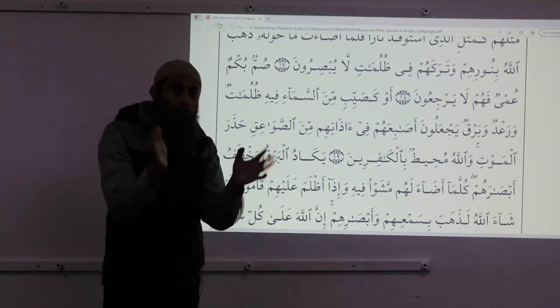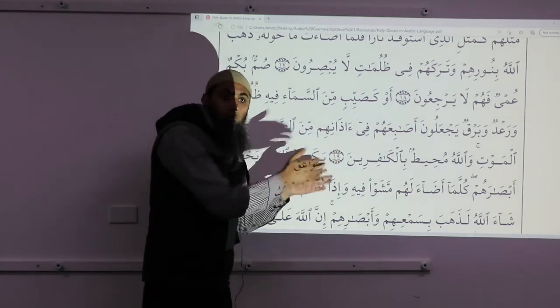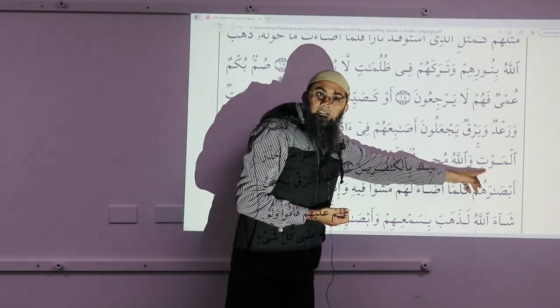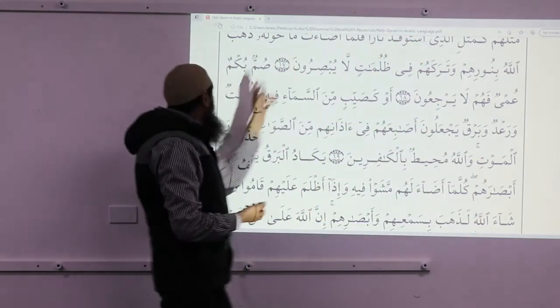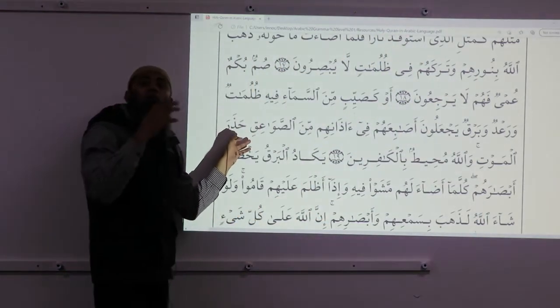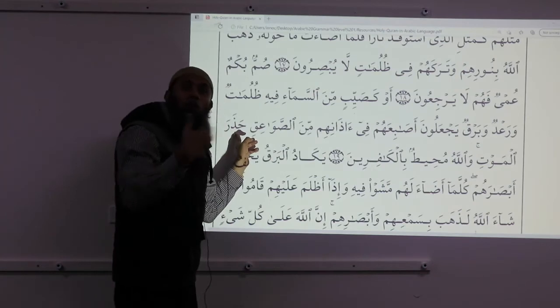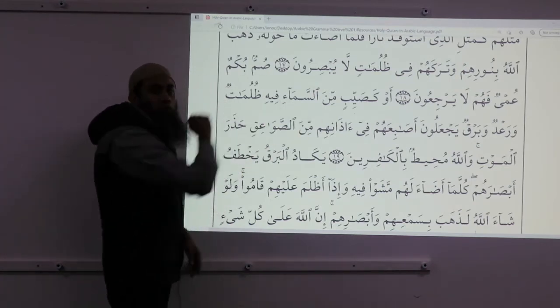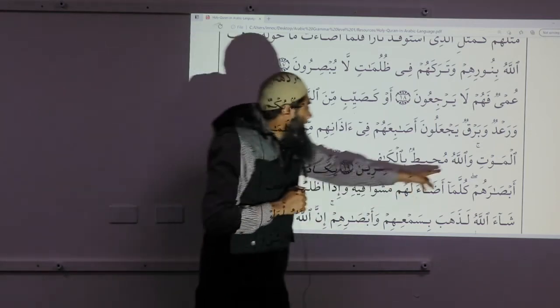But we are not doing the translation yet. We're only spotting things, okay? Because Al-Mauti was in jar status, when we look before al-mauti, we found hazar. And because hazar is not a preposition, the only other possibility is mudaf and mudaf ilayh, which means hazar is mudaf, al-mauti is mudaf ilayh. Clear?